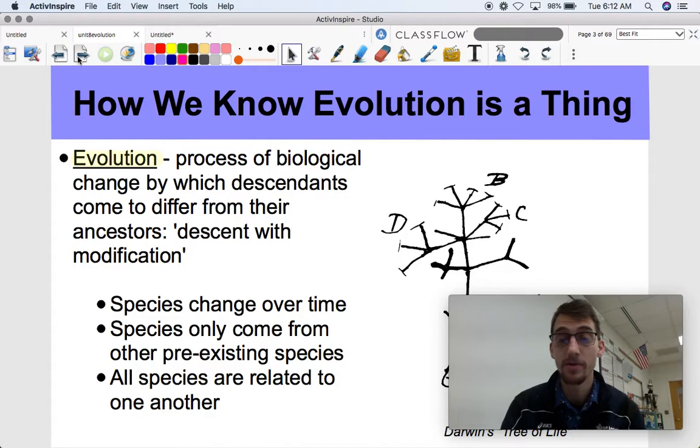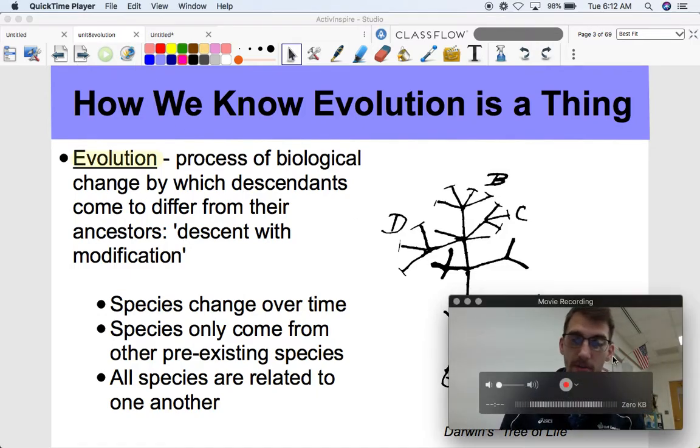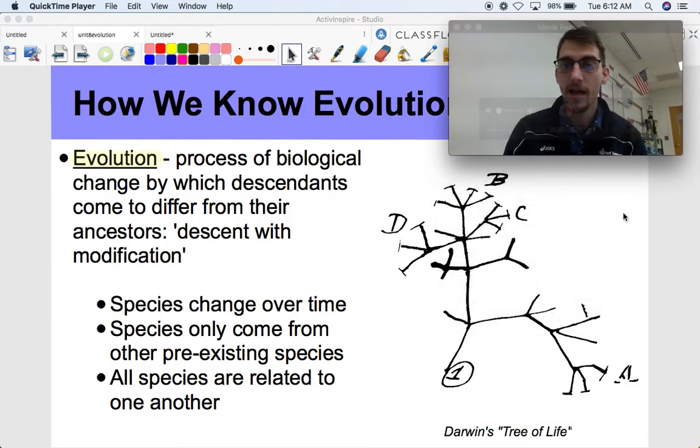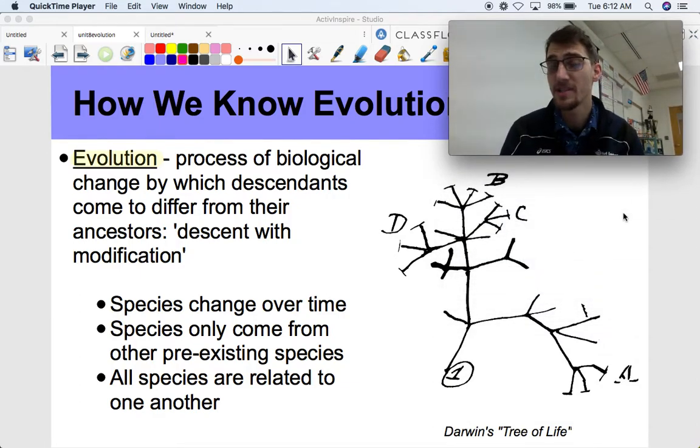Let's talk about what this is all about. This is evolution, the most important concept in biology, if you ask me. It is the process of biological change by which descendants come to differ from their ancestors, aka descent with modification, as Charles Darwin called it. And speaking of Charles Darwin, this is his tree of life. The picture I showed you earlier is the more modernized tree of life. But this is his first sketch, his first idea of a couple of huge concepts in biology and why living things are the way they are and how they become the way they are.